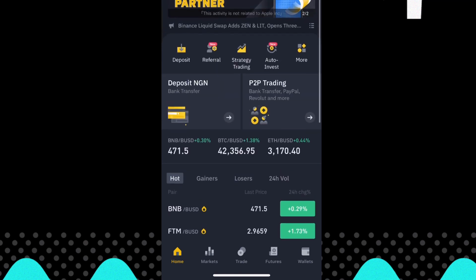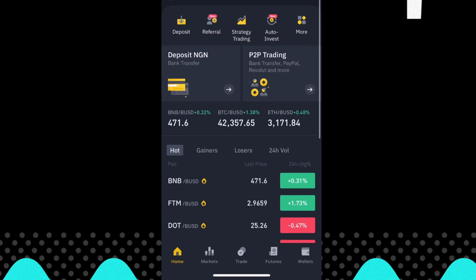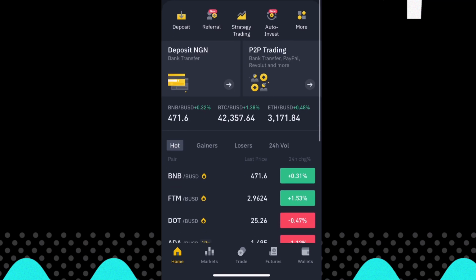Get on your application if you have the Binance application, or if you don't have it, you could download it from the App Store or Play Store. Then after downloading it, you need to open it after you've created an account.